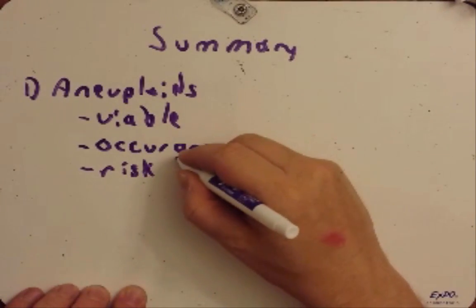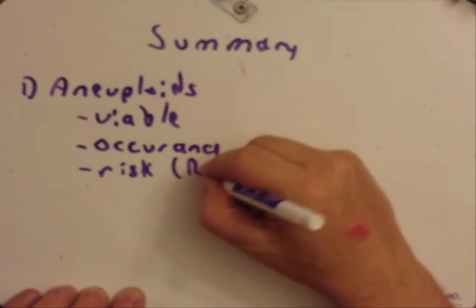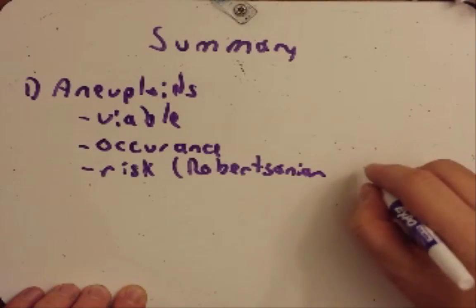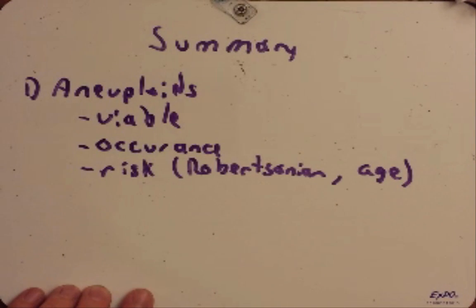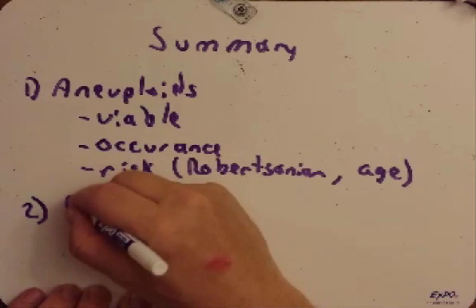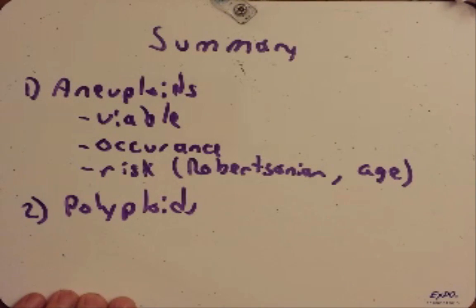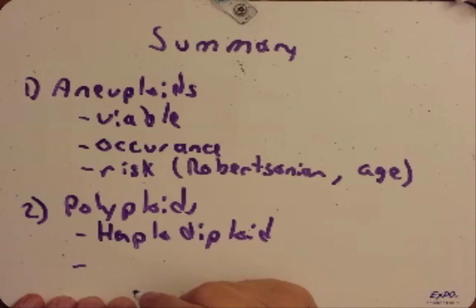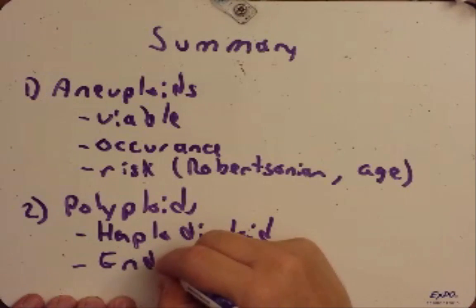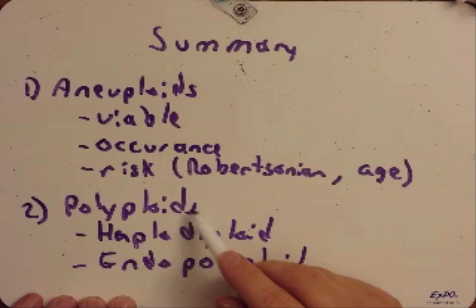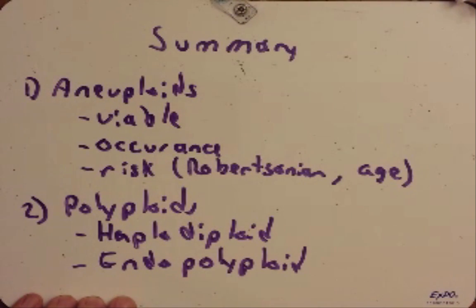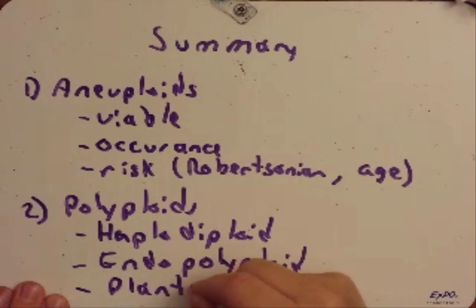And we talked about the main ones. Well, two, we talked about the Robertsonian for the inherited form, translocations here, or age, and how that was a bigger factor for women. We also talked about polyploids. We talked about which kind of organisms they form in. We talked about the special cases of the haplodiploid and the endopolyploid. Remember, that is when you have tissue that has polyploid chromosomes in them, even though the rest of the organism is diploid. And we spent some time talking about plants and why it's so important for some plants to be polyploid.